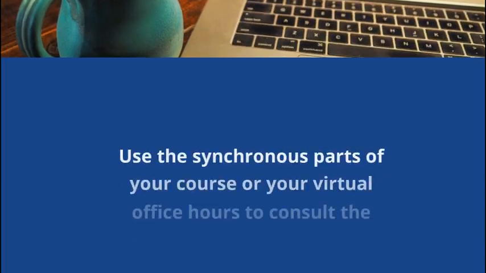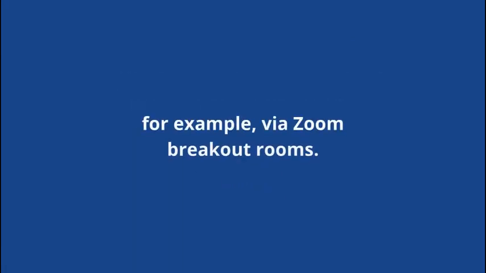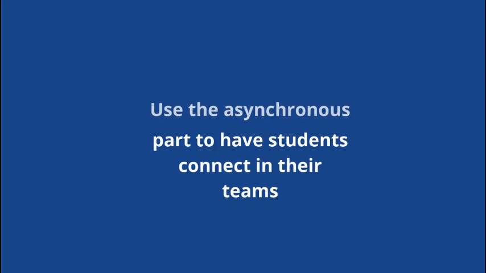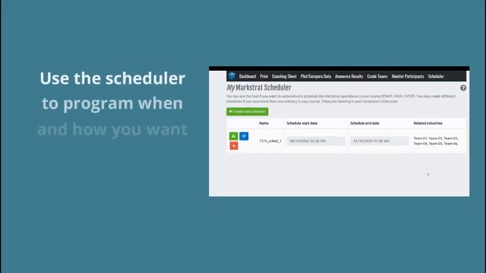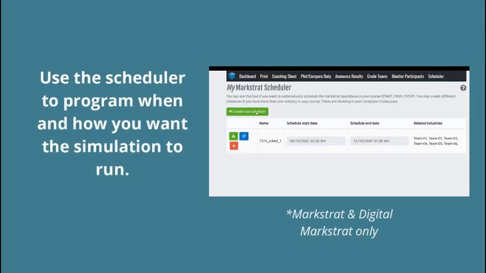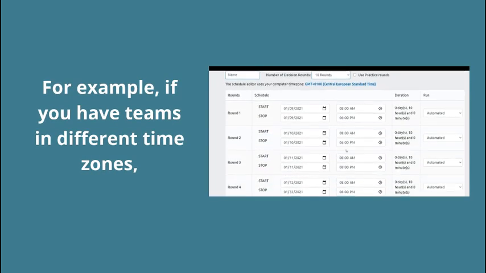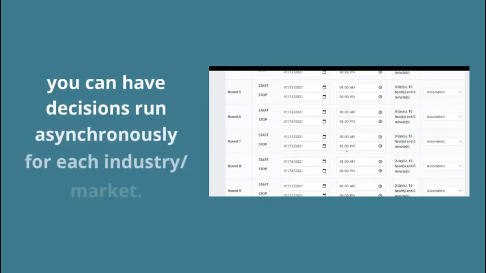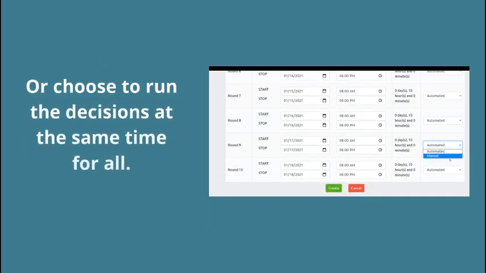Use the synchronous parts of your course or your virtual office hours to consult the teams, for example, via Zoom breakout rooms. Use the asynchronous part to have students connect in their teams and make strategic decisions in the simulation. Use the schedule to program when and how you want the simulation to run. For example, if you have teams in different time zones, you can have decisions run asynchronously for each industry or market, or choose to run the decisions at the same time for all.